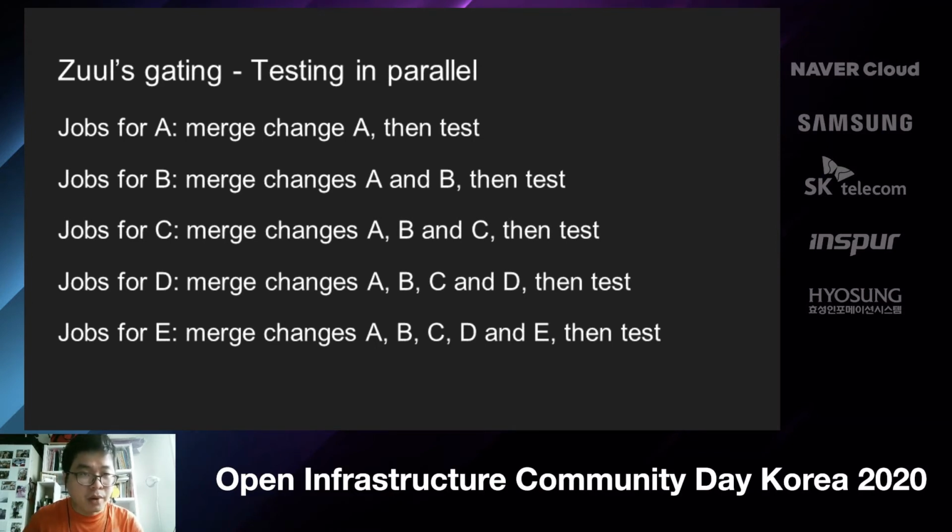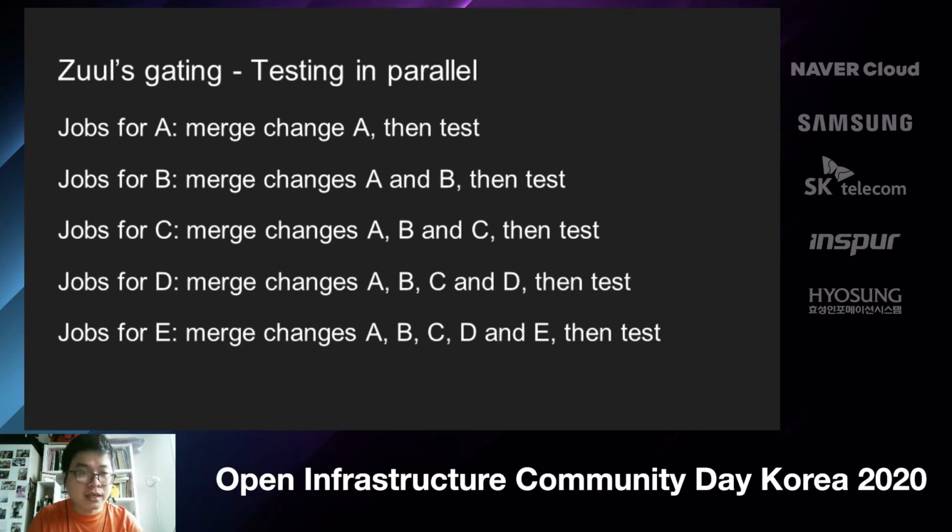Job for A, merge chain A, then test. Job for B, merge chain A and B, then test. Job for C, it will merge chain A, B, and C, and then test. Job for D, merge chain A, B, C, and D, and test. Job for E, merge chain A, B, C, D, and E, and then test. When a later job comes, the earlier jobs have to be tested before it can run.